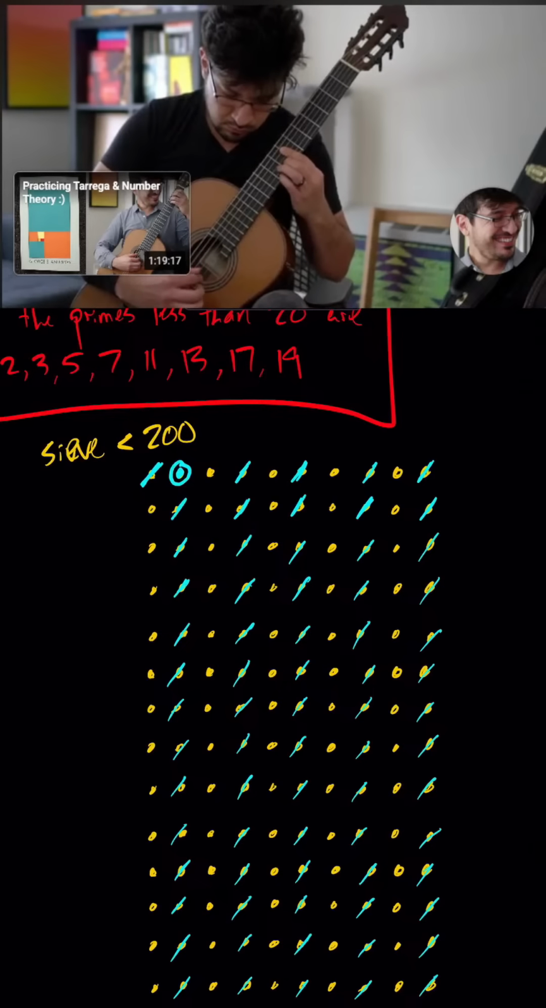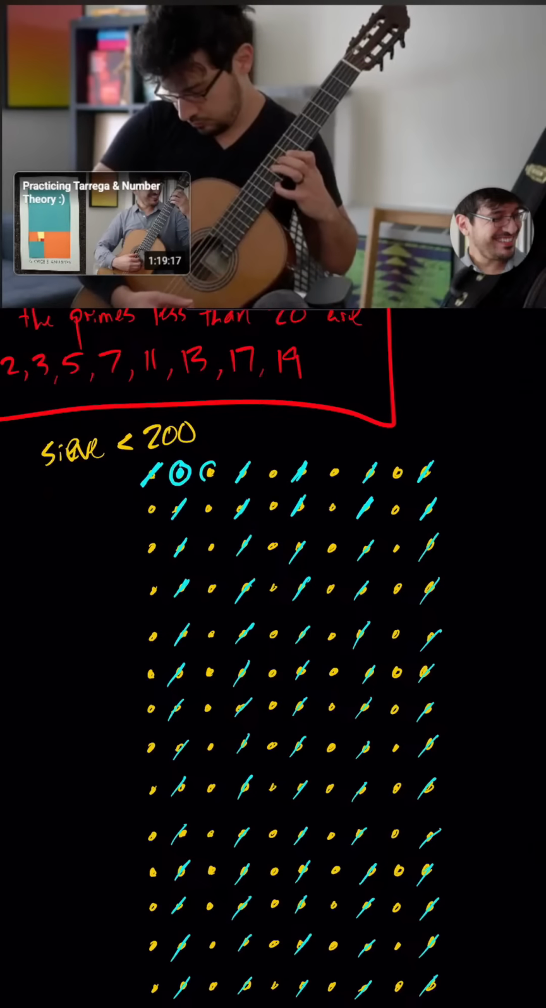Okay, so we're going to keep going. So 2 is a prime, and then the next number is 3. Now I'm going to cross out every 3.